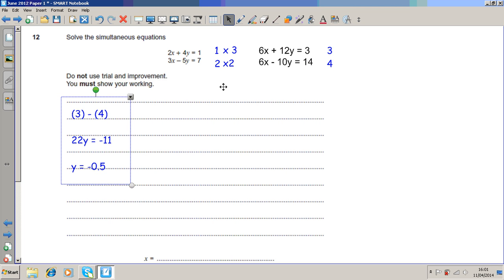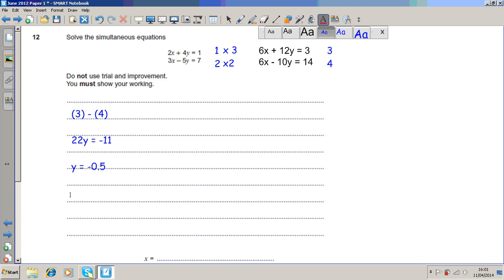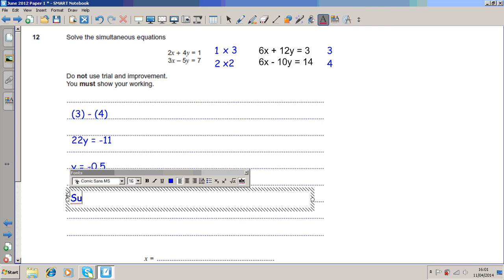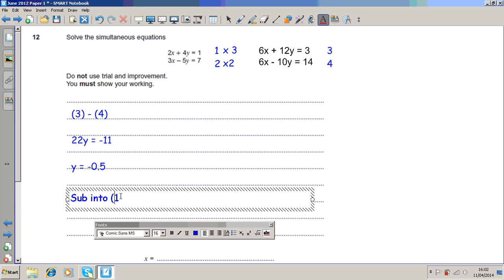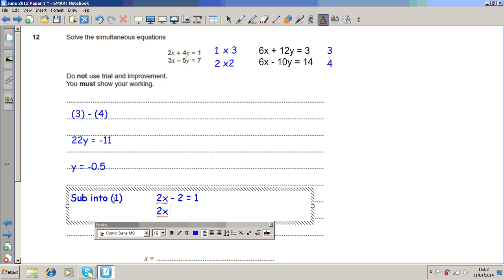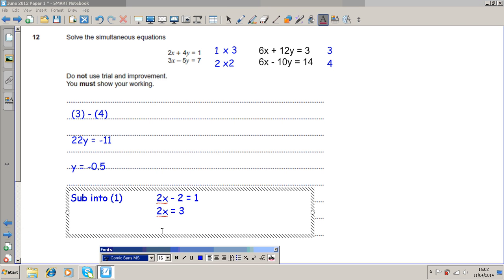Now how do I get my x value? I'm going to substitute that into one of the equations. So let's sub into number 1, because it's a positive sign, so it's probably going to be a bit easier on my calculations. So 2x, I don't know yet, plus 4y, well 4 lots of a half is 2, but it's negative, so I'm going to take 2, it's going to equal 1. So 2x is going to equal 3, which means that x is going to equal 1.5.